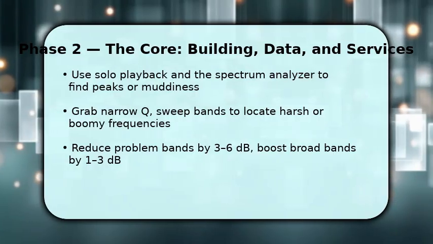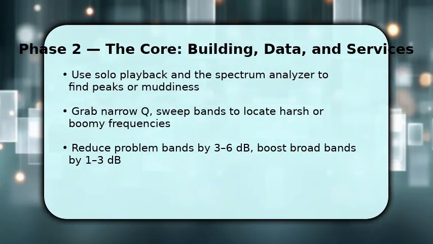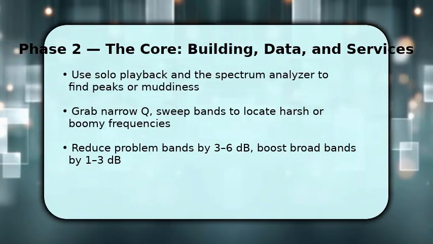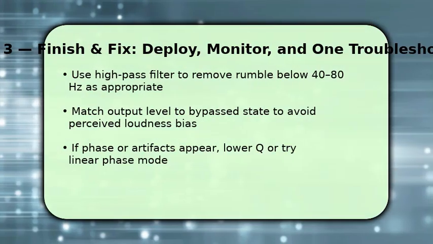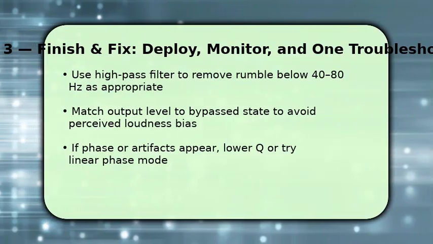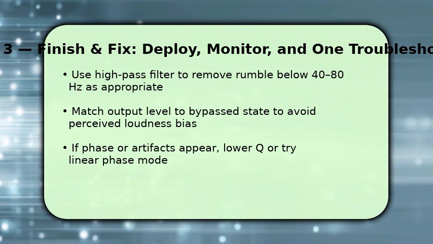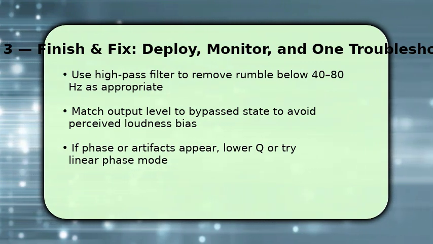preserve tone. Conversely, make broad, small boosts of 1 to 3 dB to add presence or warmth, and toggle bypass to compare. You finish by applying a high-pass filter to clean subsonic rumble, typically around 40 to 80 Hz for vocals or instruments, and make subtle high-shelf boosts if needed.